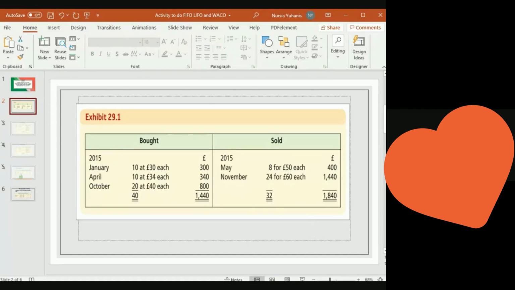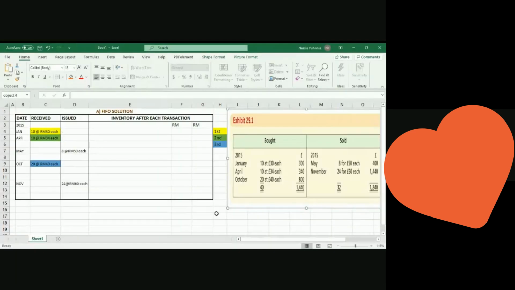Okay, let's look at this one. Can you see this? This one is Excel. Can you see this? Oh, still okay. You still see the slide, right? All right. Can see, right? Yes. Okay, good.